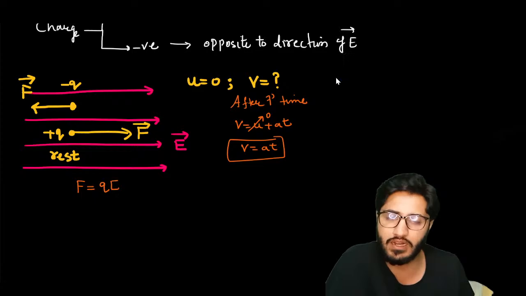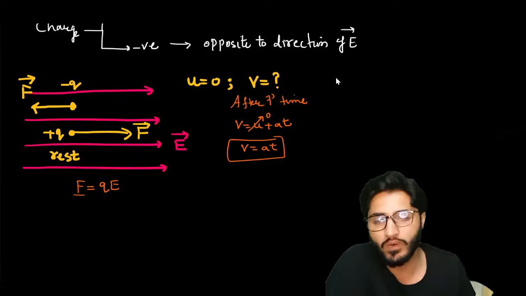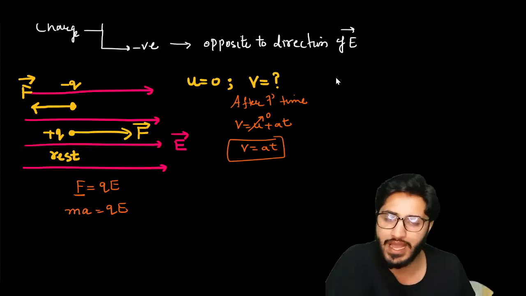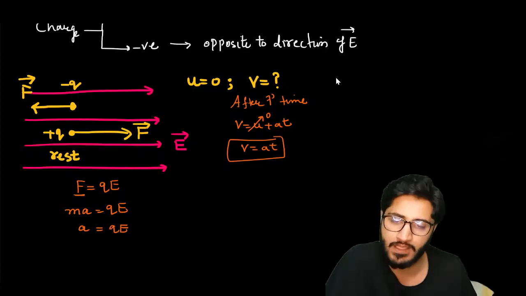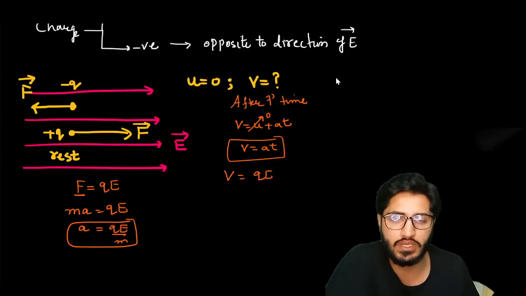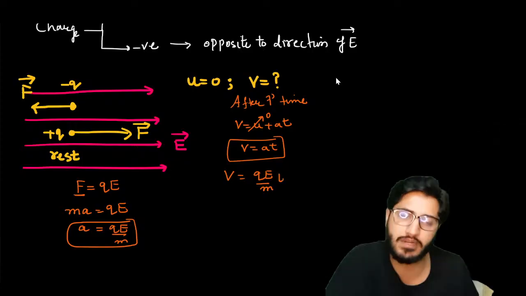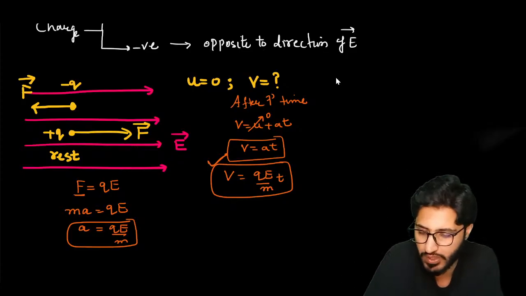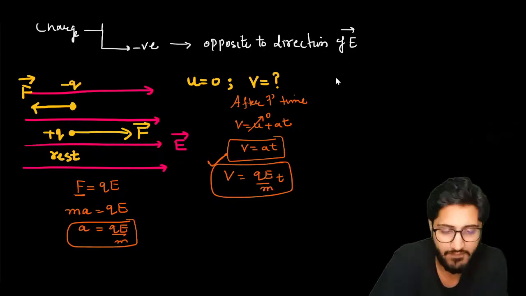That is the electric force. What is force according to the second law? It is m into a, and it will be Q into E. I can write my acceleration would be equal to QE by m. I will place the value here now. So v is equal to QE by m multiplied by time t. This would be my final value, v.